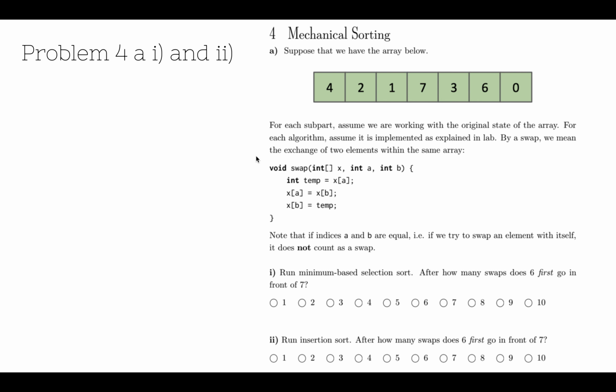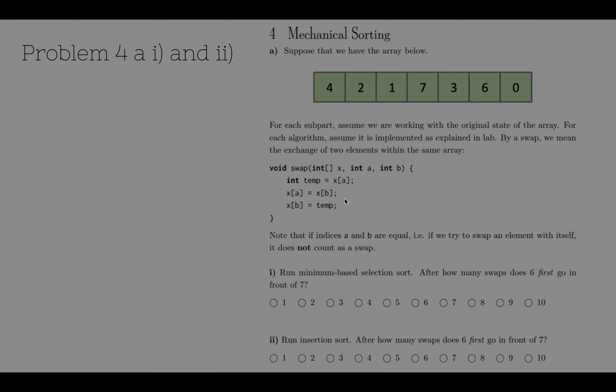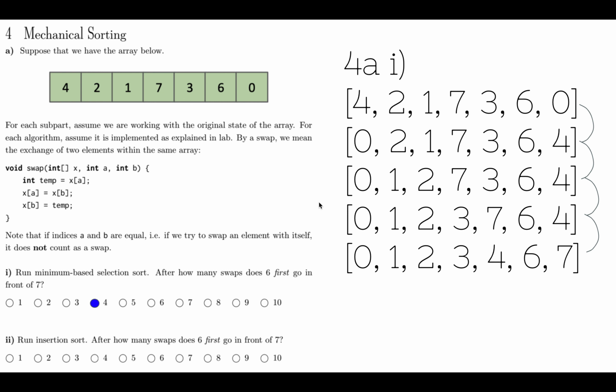Okay, now that we've worked through the problem, hopefully, let's go over it. In our first question, we're running a minimum-based selection sort to see after how many swaps we get 6 before 7. Let's look through how many swaps that takes. On the right, we can see all of the swaps that are changed through each step.